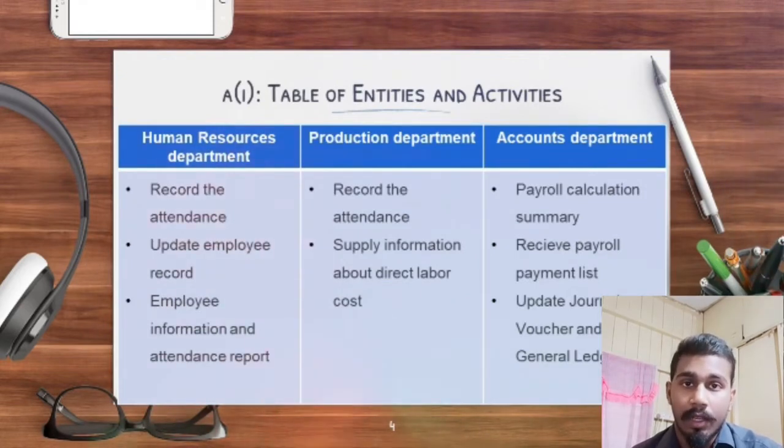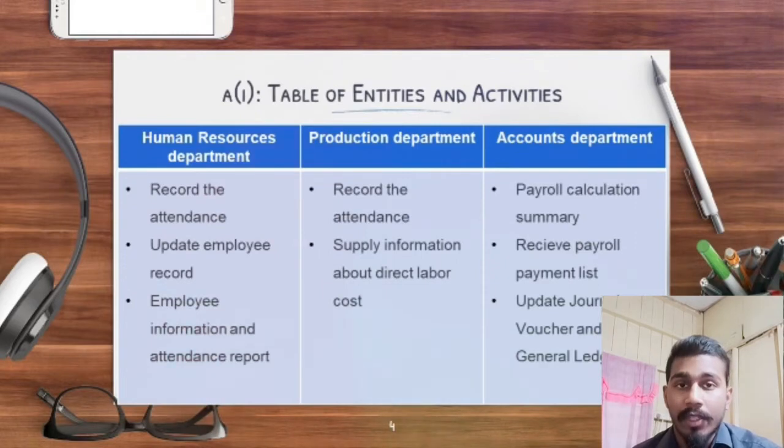We have three types of entities for Baby Care Garments Berhad, which are the Human Resource Department, Production Department, and also Accounts Department. For the Human Resource Department, they obtain information from time cards to record the attendance of their employees. Then they also update the information about newly joined and resigned employees. Next, from the information obtained, they create an employee information and attendance report.